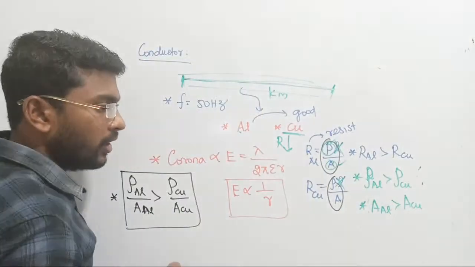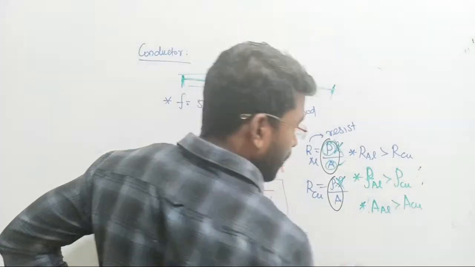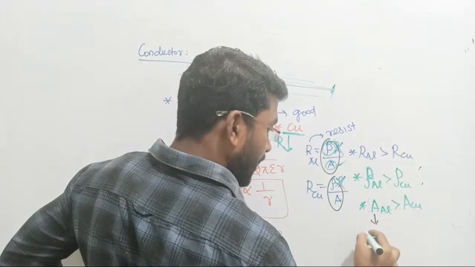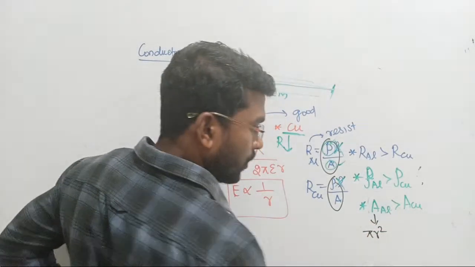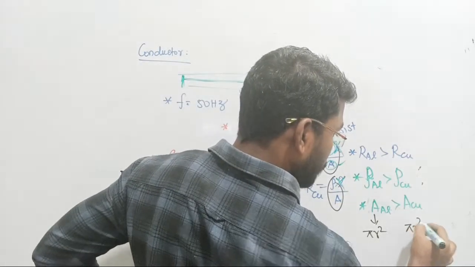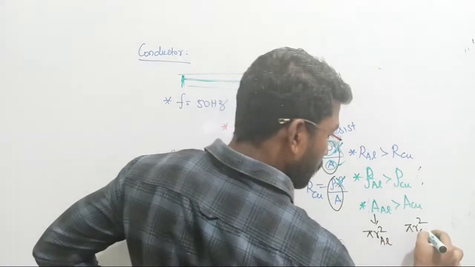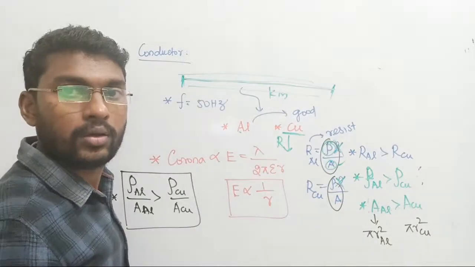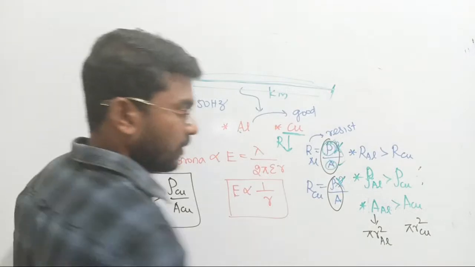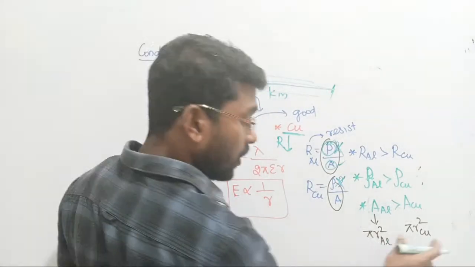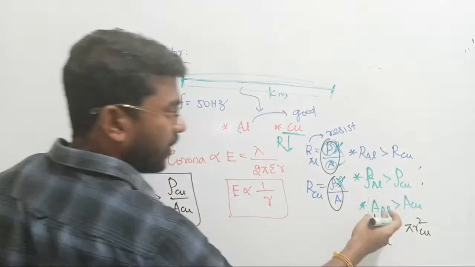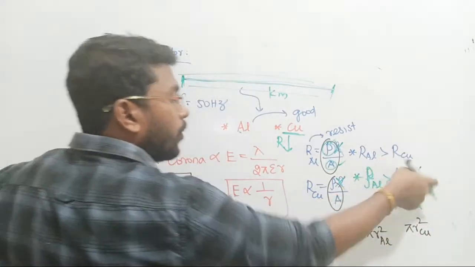Fine. That is over. Next, area. See there, for our conductor, area can be written as pi r square. So this can also be written as pi r square. That is for aluminium, that is for copper. I hope it is visible for you all. Is it okay? Yes. So that is pi r square for aluminium. This is pi r square for copper. If you see, aluminium area is greater than copper area.